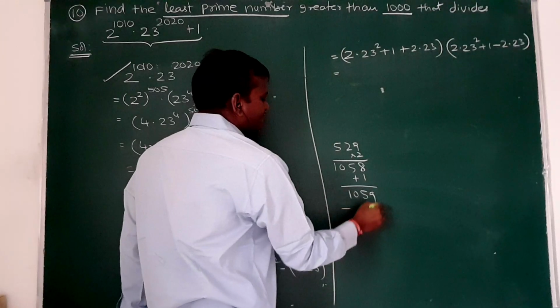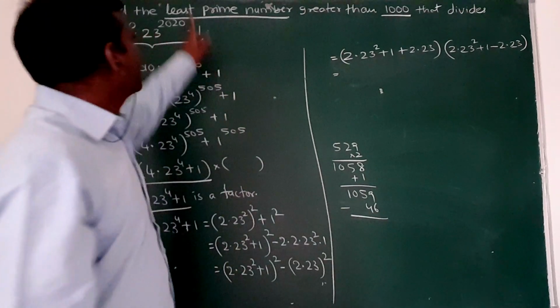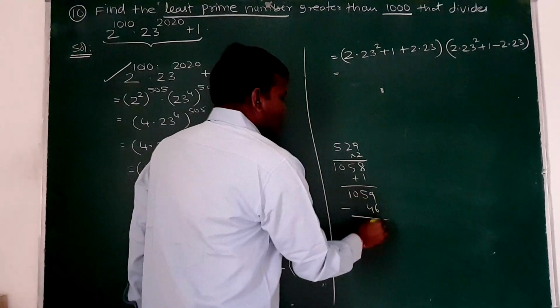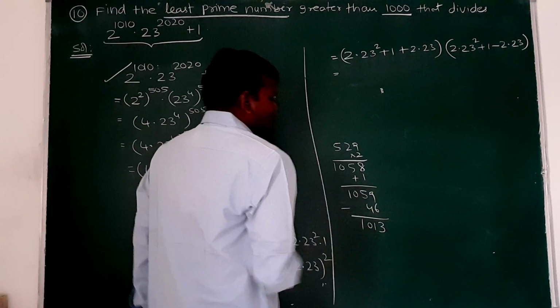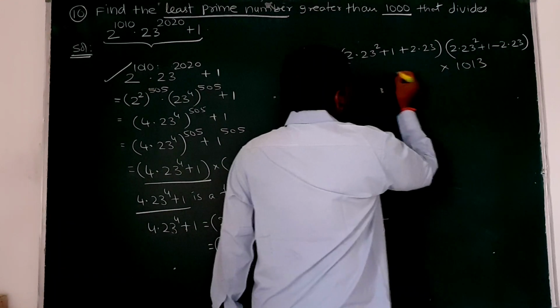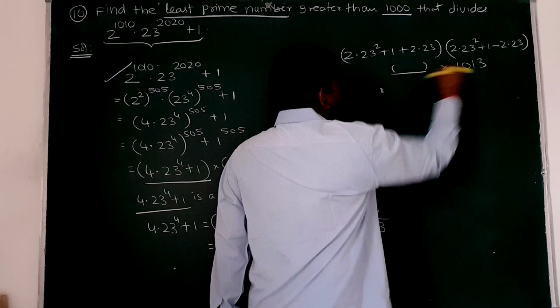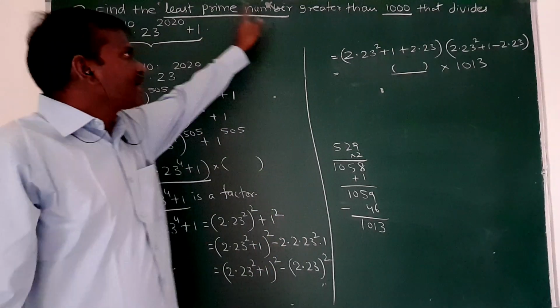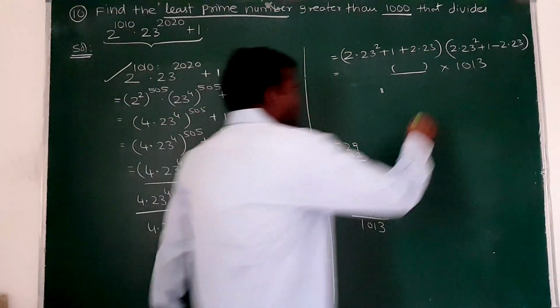Why? Because I want only the smallest value here, the least prime number. So if I subtract from this one, that gives 1013. This value is 1013, and this is more than 1000. I want to find the least prime number only, so that's why I will take this one.